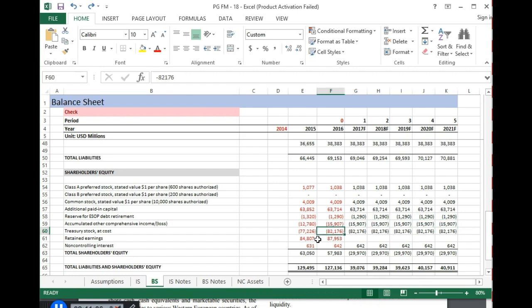Treasury stock. Treasury stock is when you buy back shares from the market. So when you buy it back, it goes into treasury stock. So we are assuming no change in shares, that is no particular new issue, no buyback. So it also remains constant. Retained earnings would come in later.